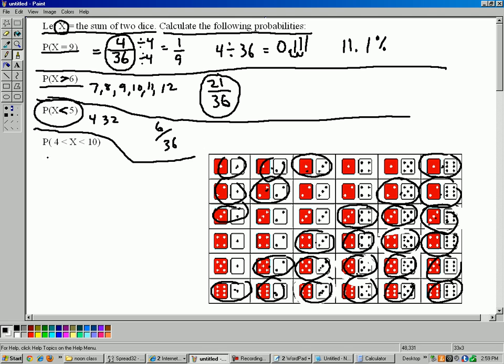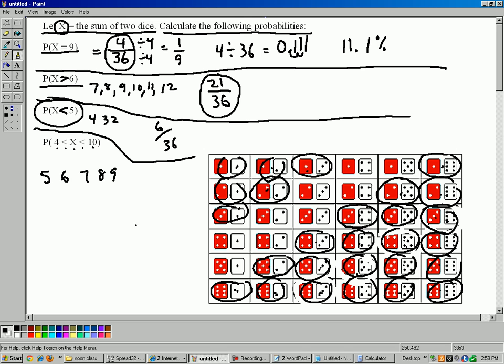What is the probability that X is between 4 and 10? Technically, this is saying 4 is less than X, and X is less than 10. If 4 is less than X, X could be 5, 6, 7, 8, and 9, but it still has to be less than 10. So in other words, not 4 exactly. It's not a less than or equal to, it's just a less than sign there. So I'm looking for all the X's between 4 and 10. So that would be 5, 6, 7, 8, and 9.